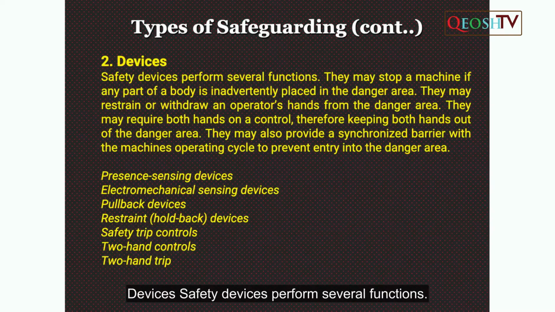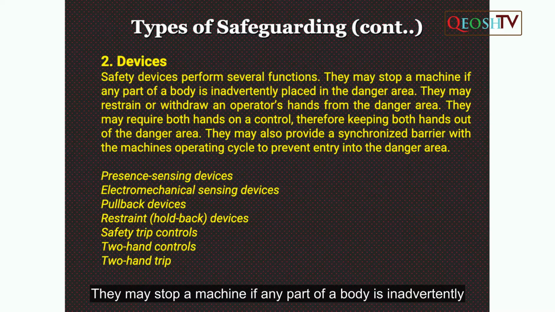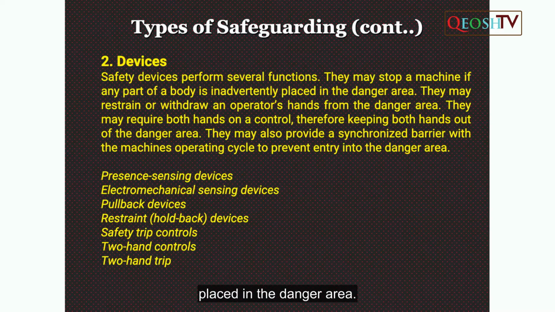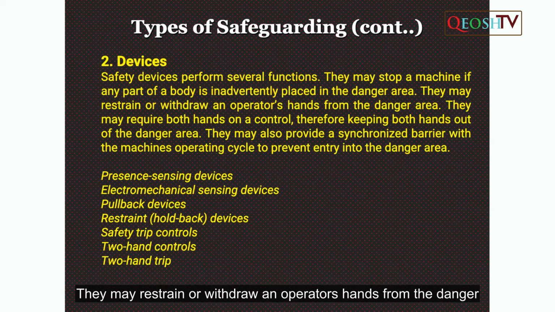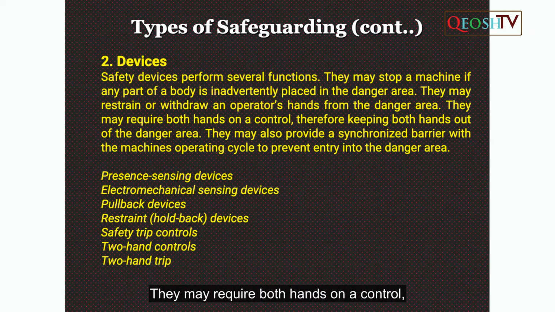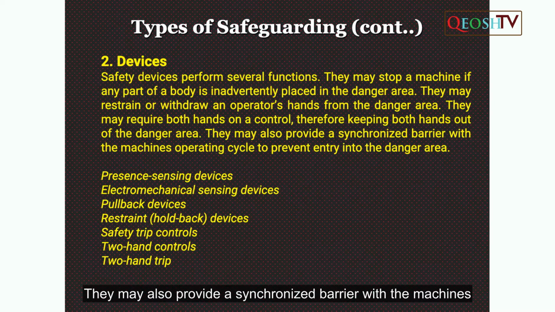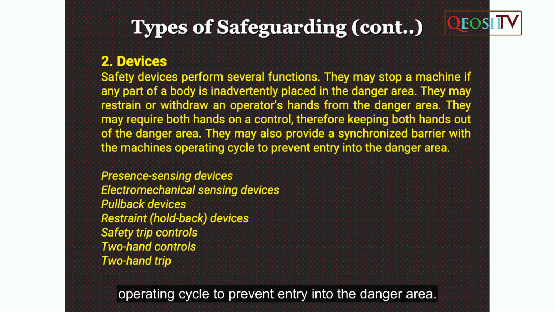2. Devices. Safety devices perform several functions. They may stop a machine if any part of a body is inadvertently placed in the danger area. They may restrain or withdraw an operator's hands from the danger area. They may require both hands on a control, therefore keeping both hands out of the danger area. They may also provide a synchronized barrier with the machine's operating cycle to prevent entry into the danger area.